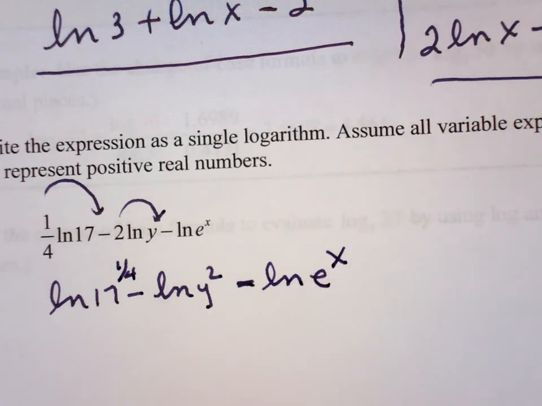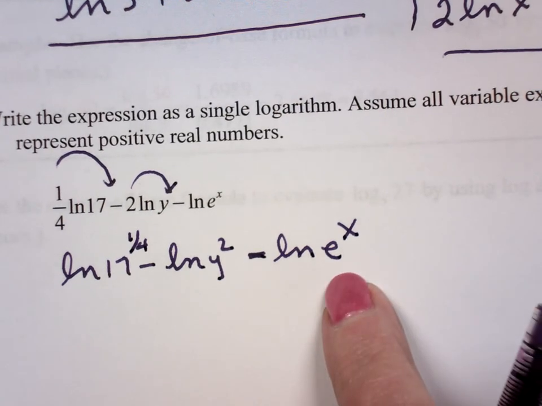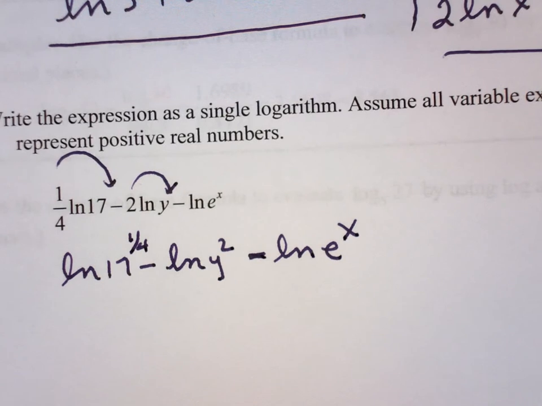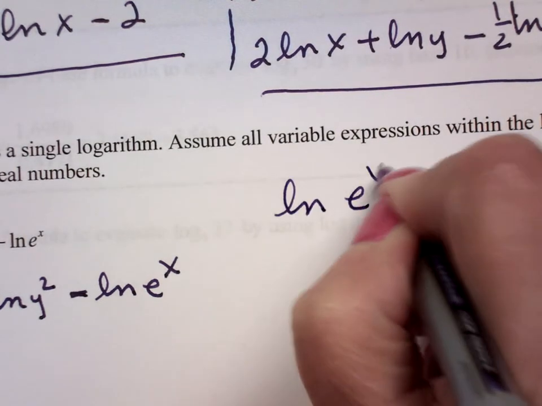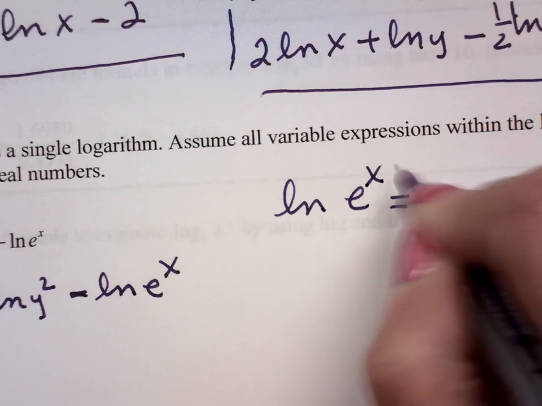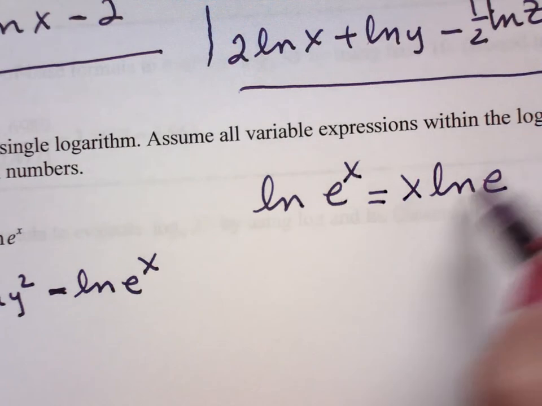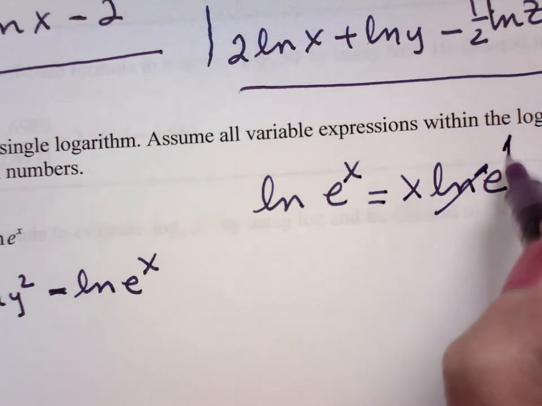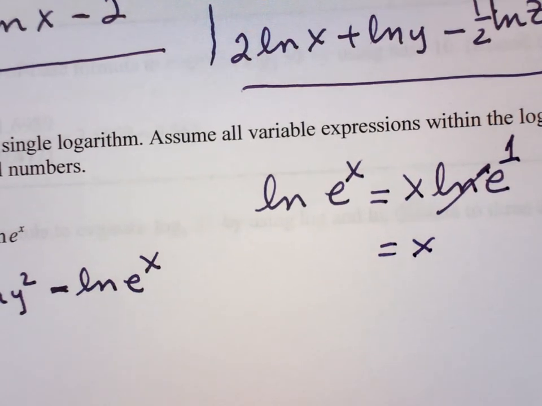to the x. Now these stinky people put natural log of e to the x. What's natural log of e to the x? Just x. So if I take a look at natural log of e to the x, this is x natural log of e. If I bring the exponent down, natural log of e is 1. This is just x. Icky people.